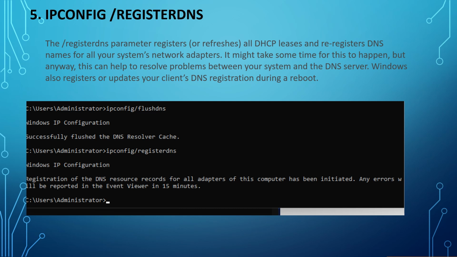Number 5, ipconfig /registerdns. The /registerdns parameter registers or refreshes all DHCP leases and re-registers DNS names for all your system network adapters. It might take some time for this to happen, but this can help to resolve problems between your system and the DNS server. Windows also registers or updates your client's DNS registration during a reboot. This is what you will see when you type ipconfig /registerdns.